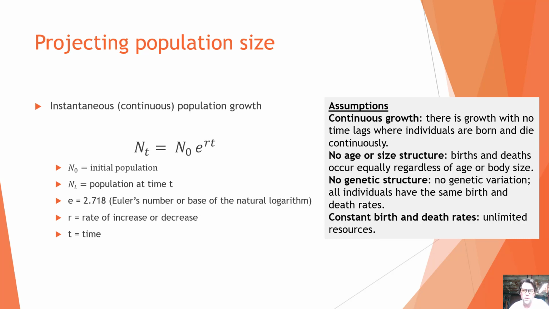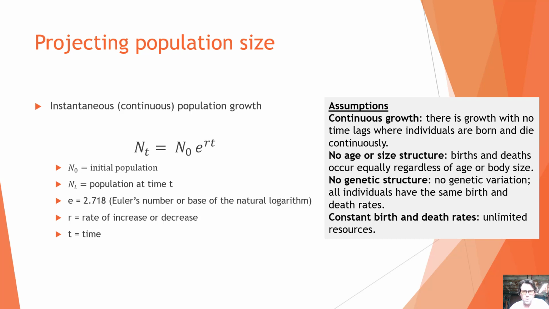There's growth with no time lags, where individuals are born and die continuously. There's no age or size structure. In other words, births and deaths occur equally regardless of age or body size. There's no genetic structure. In other words, there's no genetic variation. All individuals have the same birth and death rates, and there are constant birth and death rates. In other words, there are unlimited resources.